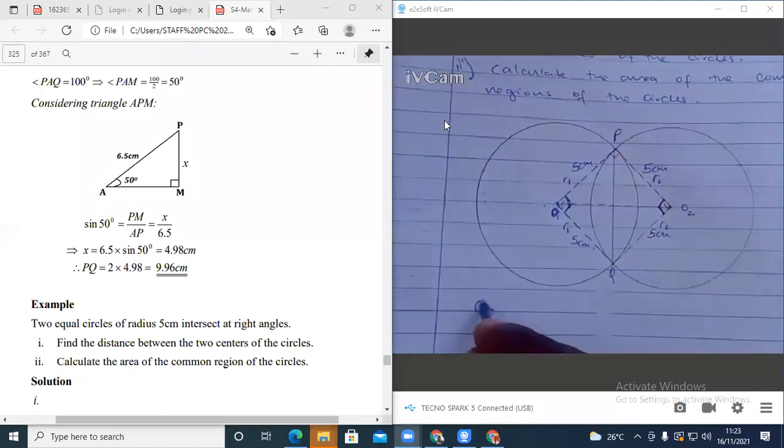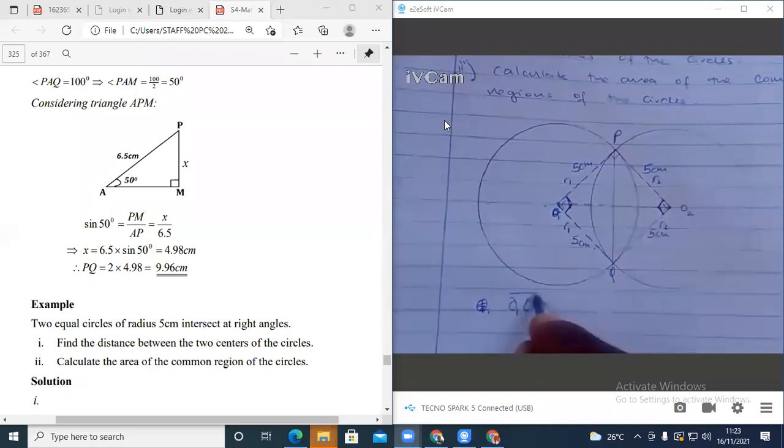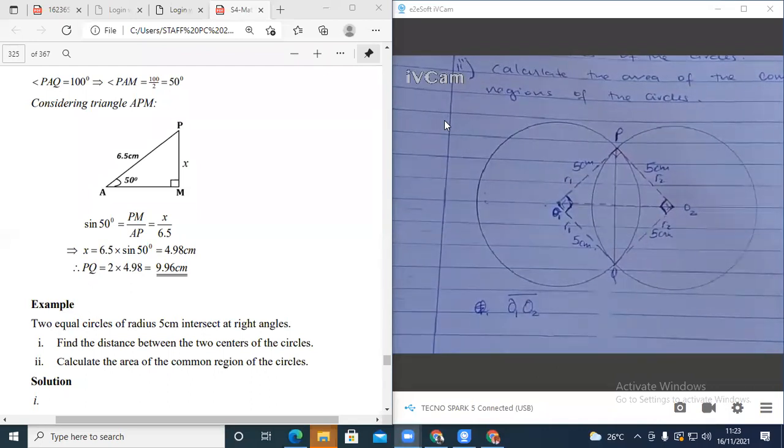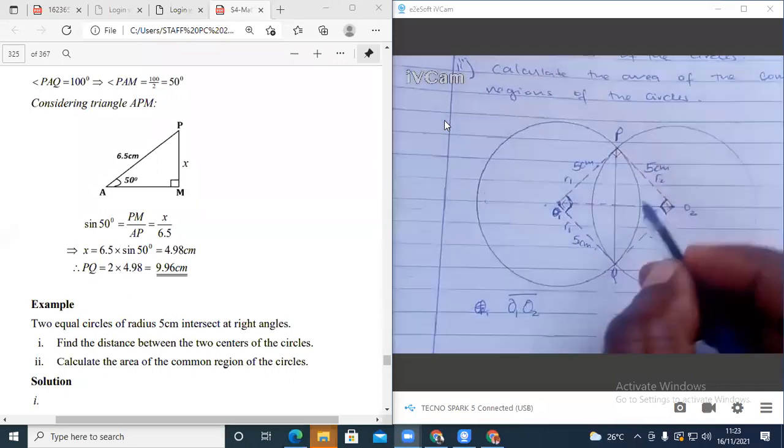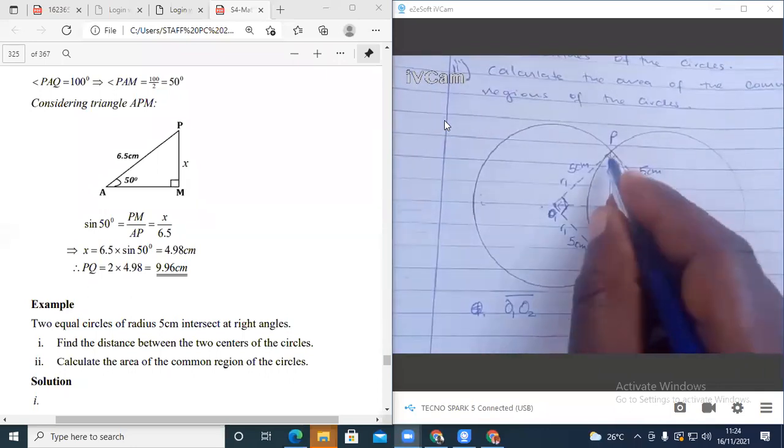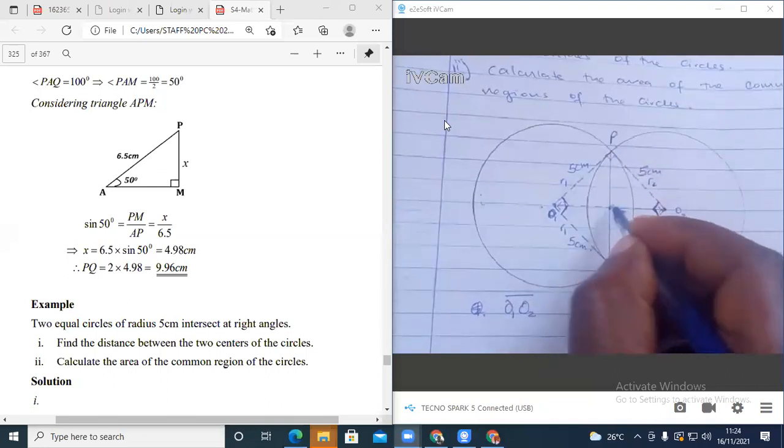Now, we want the distance from here up to there. So they want O1, O2. That's the distance they want. So for us to find that distance, this line we have drawn here bisects this PQ at point M.